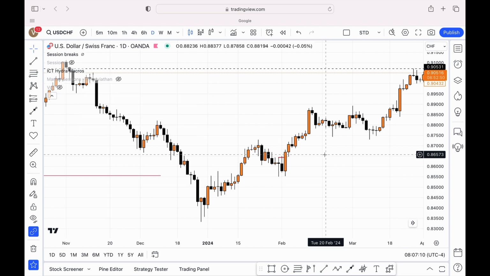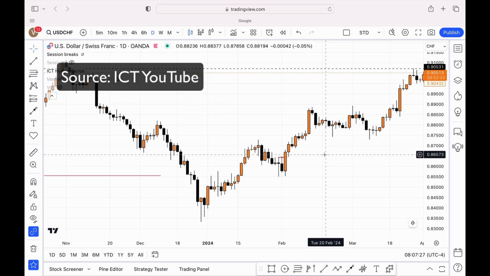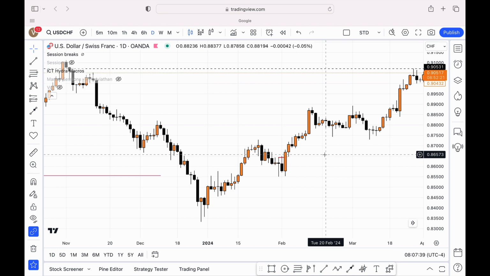So what is a fair value gap? A fair value gap is a price signature or a price action that you can easily spot on your charts. This is a concept from ICT's YouTube channel. How do we spot or find a fair value gap in your charts? You simply need to find a sequence of 3 candles. So let me show you an example.